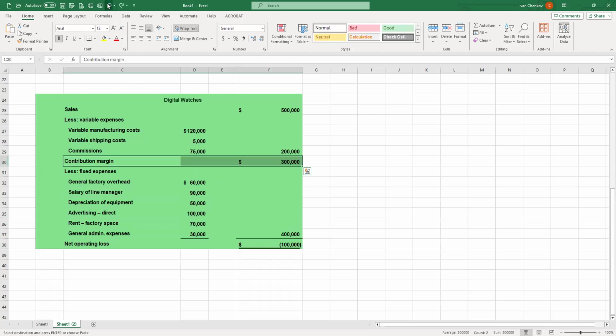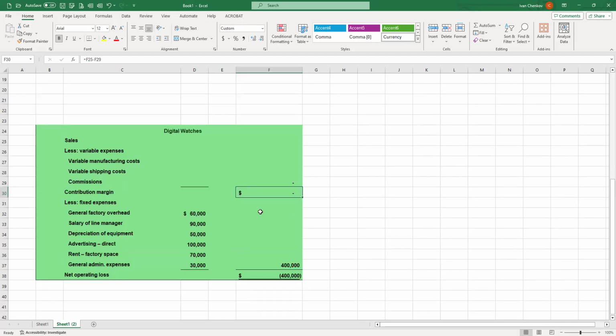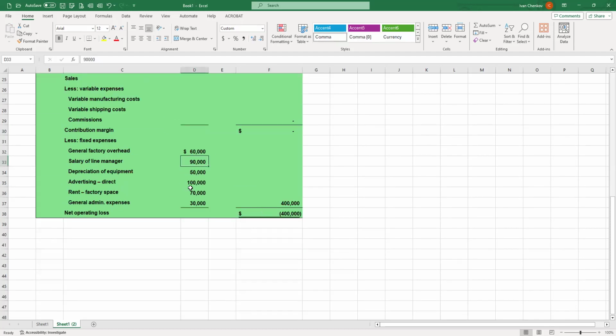Let's go again. If we decide to stop this division, what are we going to lose? Sales gone. Variable cost gone, contribution margin gone. Can you see it? Yes. What else is going to go? Salary of the manager gone. Advertising gone. Rental of the factory space gone.